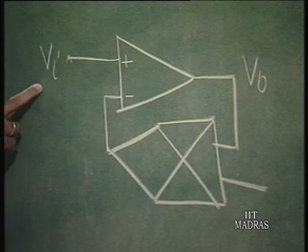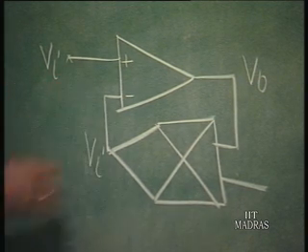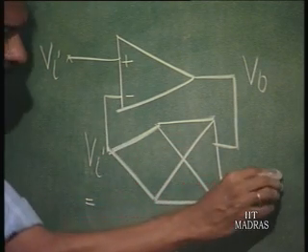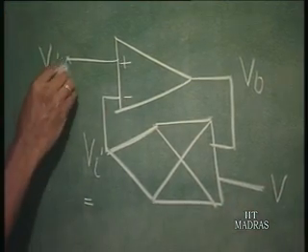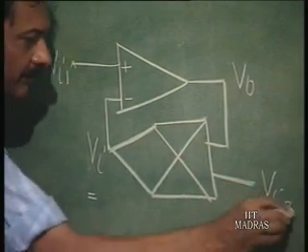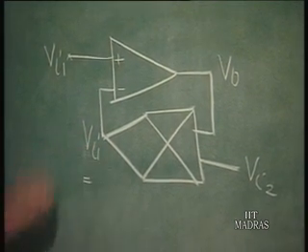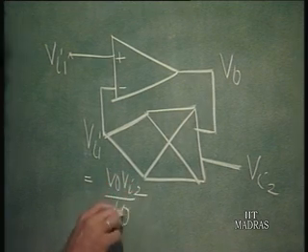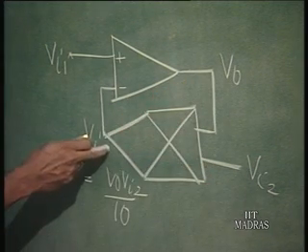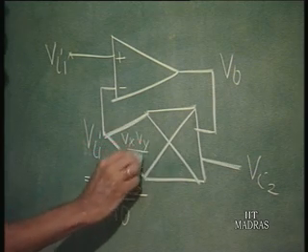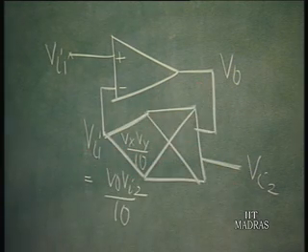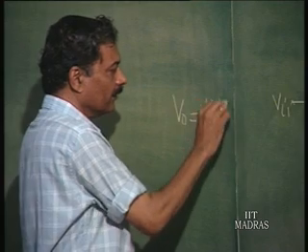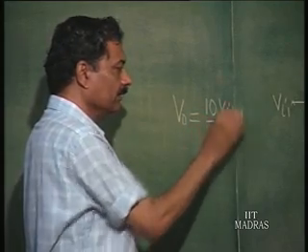If the feedback is negative in the case of an op amp, this should be V I, and that is straight away equal to, let us say this is V I 1 and this is V I 2. So, V I 1 is equal to V naught V I 2 by 10, because the multiplier is going to give you V x V y by 10. So, we see here that V naught is going to be equal to 10 V I 1 by V I 2, which is nothing but a divider.